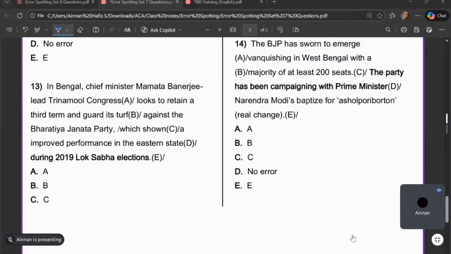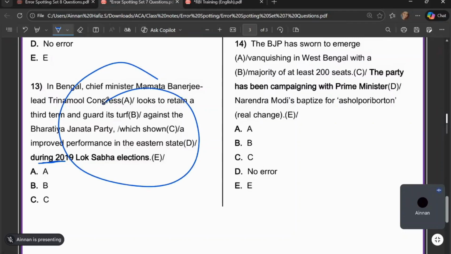Okay. In Bengal, Chief Minister Mamata Banerjee leads Trinamool Congress, looks to retain a third term and guard its turf against the BJP, which shows an improved performance. You're almost there, dear. Now, they're talking about the 2019 Lok Sabha elections. So it's basically in the past, right? It's something that happened in the past. So your entire sentence also should be in past.